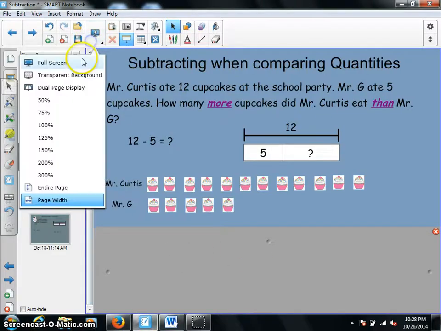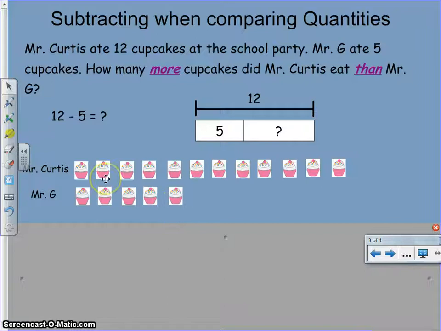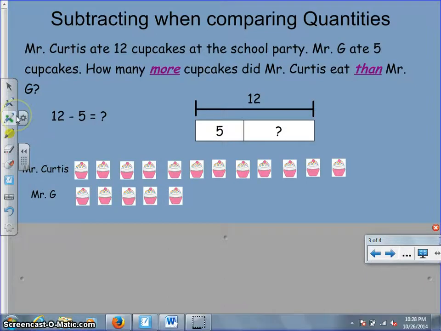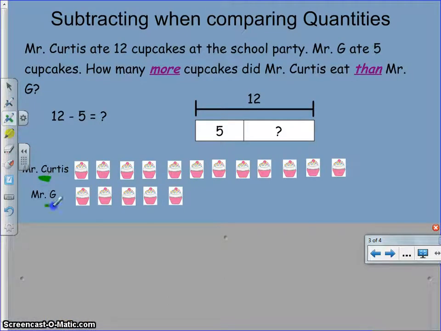So as you can see again, right here I have the cupcakes that Mr. Curtis ate, and then here are the cupcakes that Mr. G ate. And I'm comparing the size of them. So how much bigger is the number of cupcakes that Mr. Curtis ate versus Mr. G? So I can just go down the line here and cross out the ones that are the same. This quantity that has all the cross outs, that's the same. But then this big long quantity going this way, that's the difference between the two numbers. And so I count that, and then I'll see how much more 12 is than 5.